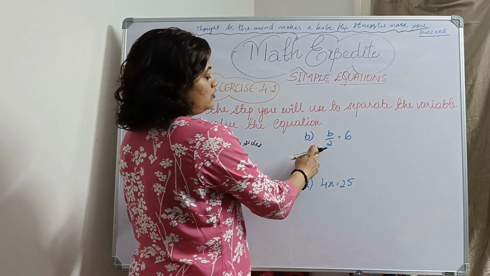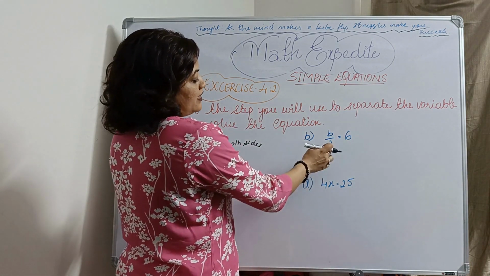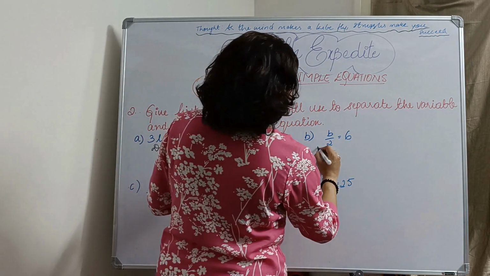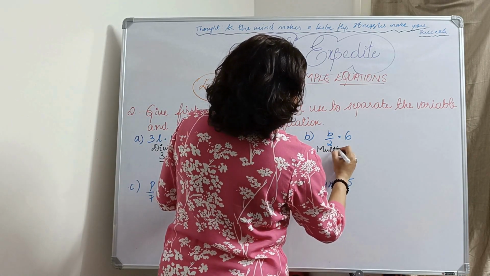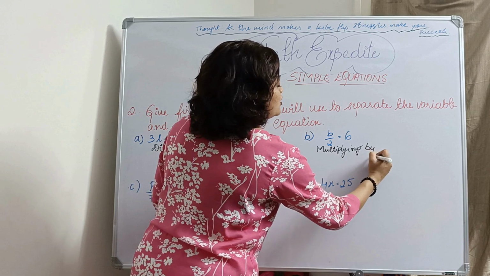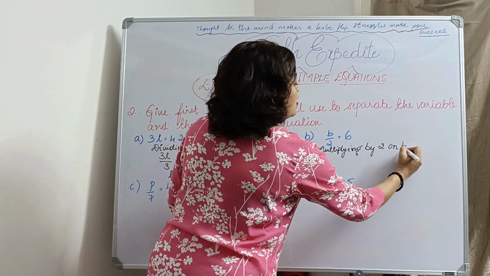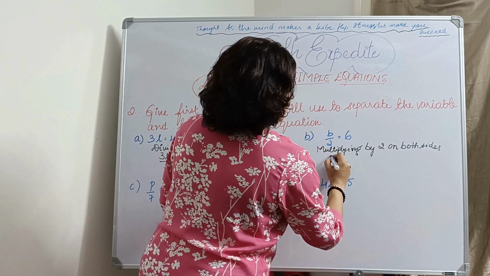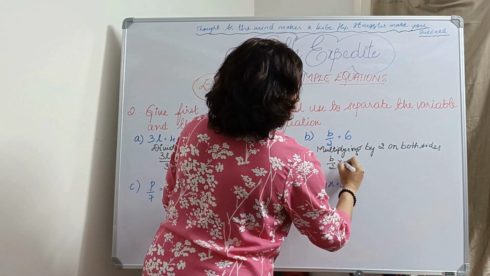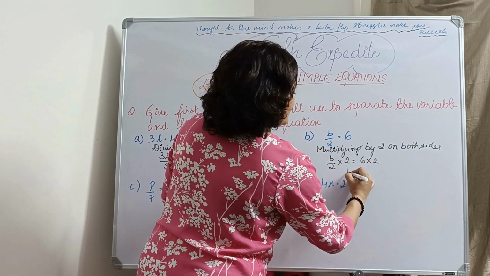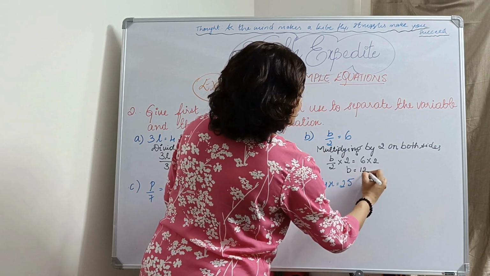Okay, so next one. Here what do I have to do? Because 2 is below b, I have to multiply by 2, multiplying by 2 on both sides. So b by 2 into 2 equals 6 into 2. Here b equals 12.